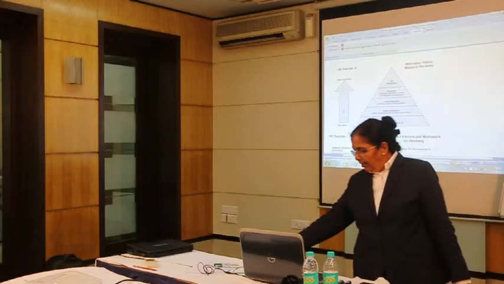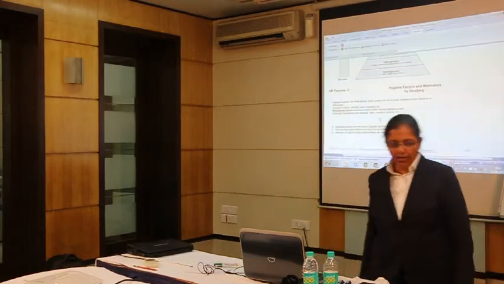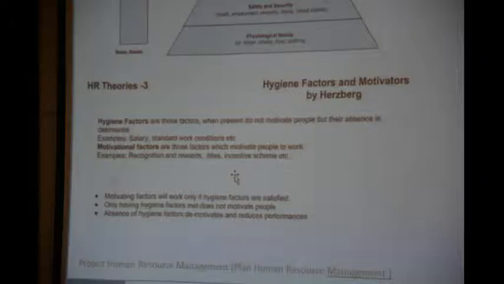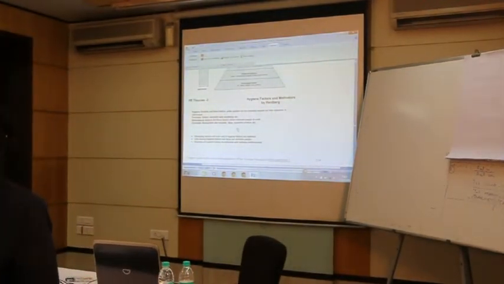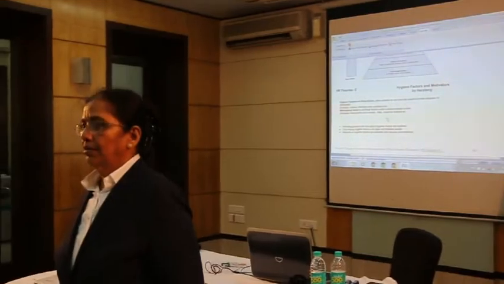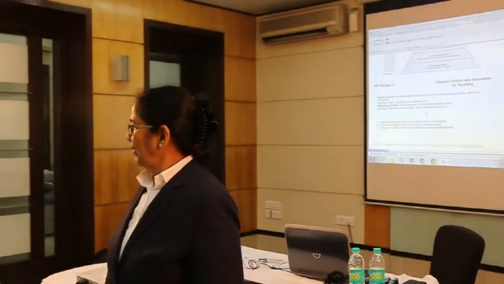Next are hygiene factors and motivators. This is Herzberg's theory. What is the theory? Hygiene factors are those factors which when present do not motivate, but their absence is detrimental. What does it mean? How many of you work in AC offices? Can I say it the other way around? How many of you don't work in AC offices? Most of us, most of the times do.